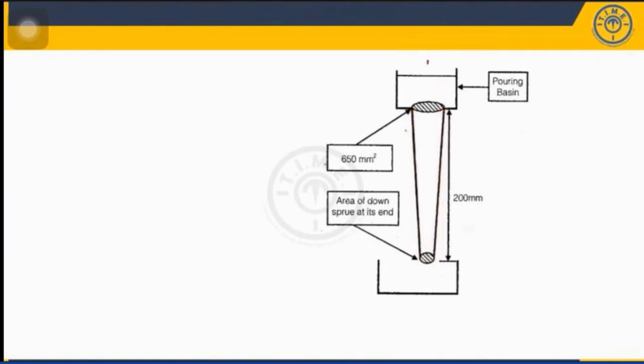Now let us suppose this is point 1, this is point 2, and this will be point 3. Now the area which is A2 is given as 650 millimeter square, and the height, let us suppose H2, the height of the sprue, is 200 mm.